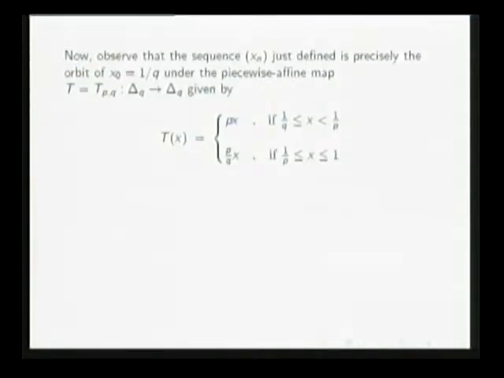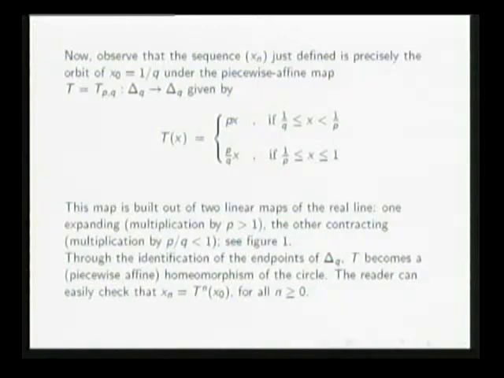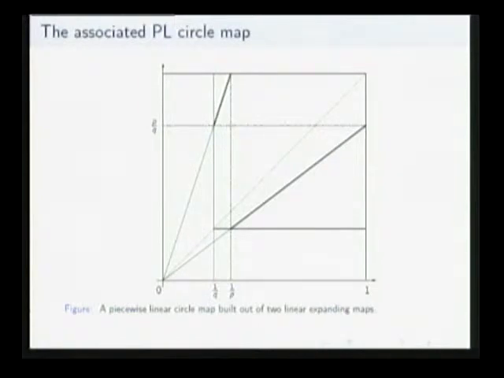So define a map from this interval, delta sub q, I just defined, to itself, like that. So you multiply by p when you can, until you don't go over 1. If you go over 1, you have to divide by q also. So you get the following figure. So it's a piecewise affine map of this interval, delta sub q. And here's the picture. So it's built out of 2 linear maps. You see an expanding map here and a contracting map here. But the interval that we're interested in is not 0, 1. It's just the interval that goes from 1 over q to 1. So you have a self-map of this interval.